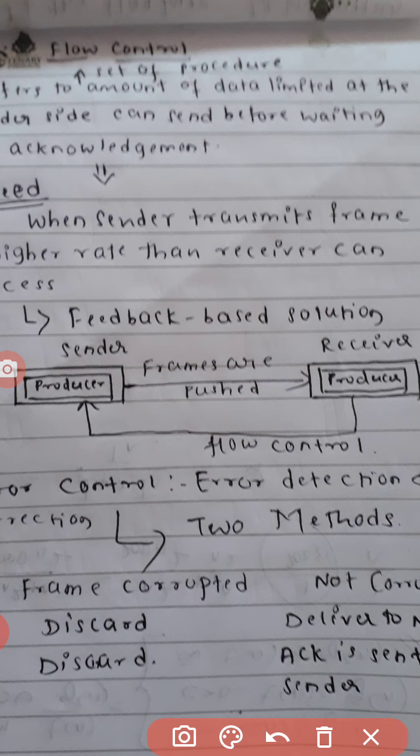The meaning of feedback is, whenever the buffer of the receiver is full or whenever the receiver is not able to accept the frames from the sender, the receiver will send a feedback to the sender, asking the sender to slow down the transmission rate of the frames. So this is all about flow control.